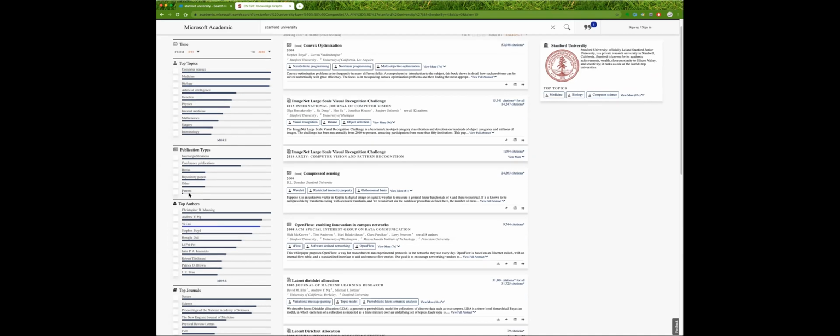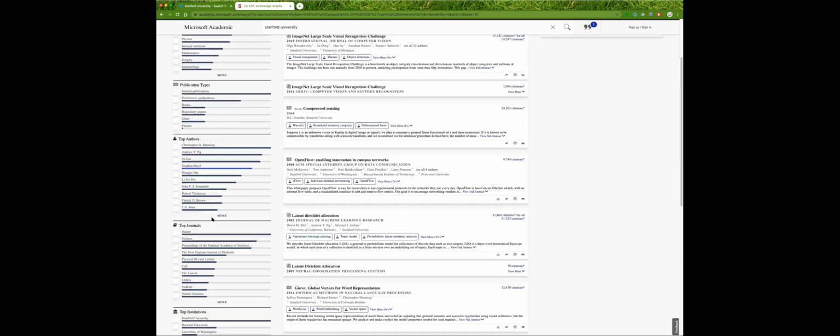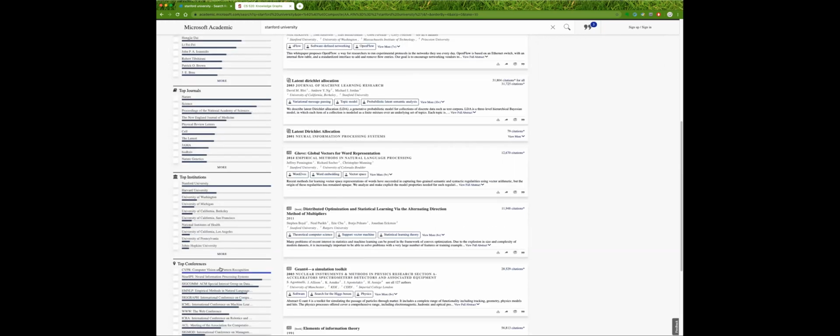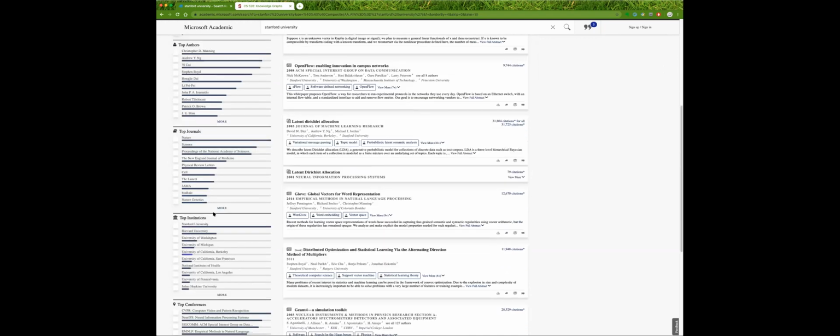And in the middle, it shows all the publications by Stanford scholars. On the left, it shows the different types of entities associated with the institution Stanford, like the top topics associated with Stanford, such as computer science, medicine, things like that, and the top authors in Stanford in terms of scientific impact, and the top journals and conferences that Stanford scholars are publishing at, and also the public institutions that Stanford scholars are collaborating with.